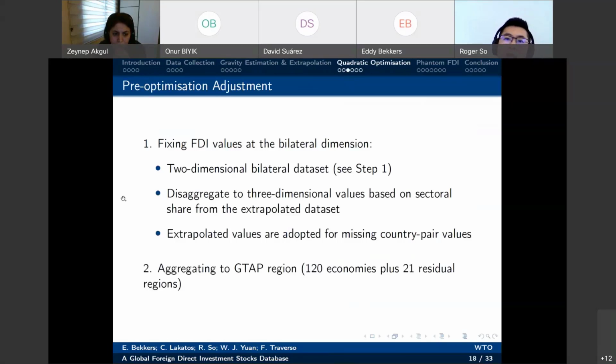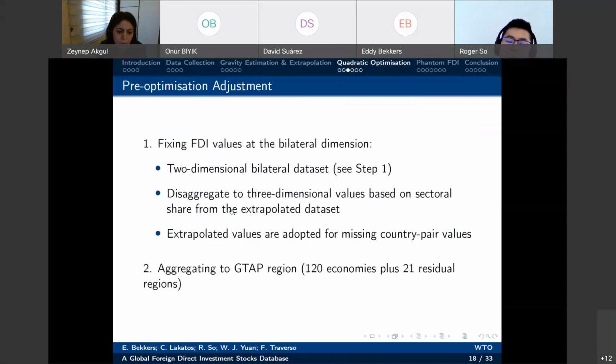More specifically, we're fixing the FDI values at the bilateral level using the two-dimensional data sets constructed in step 1. So whenever there's an observation at the bilateral level, we impose that as a hard constraint, and we only use the three-dimensional extrapolated values to infer the sectoral shares. And then the extrapolated values are only adopted for the missing values.